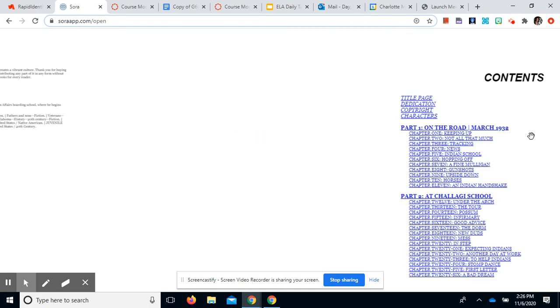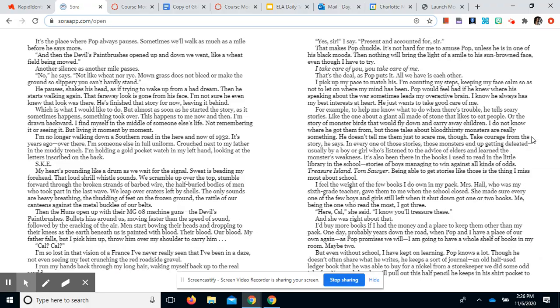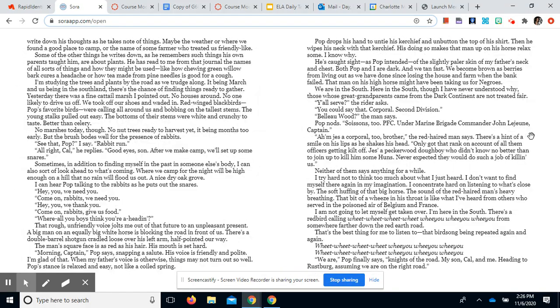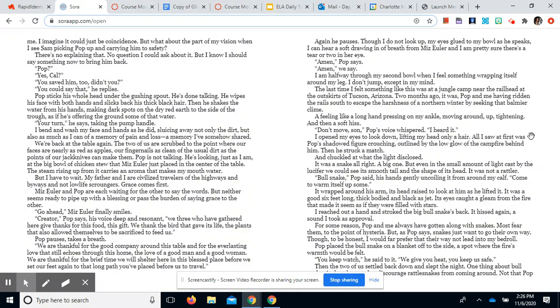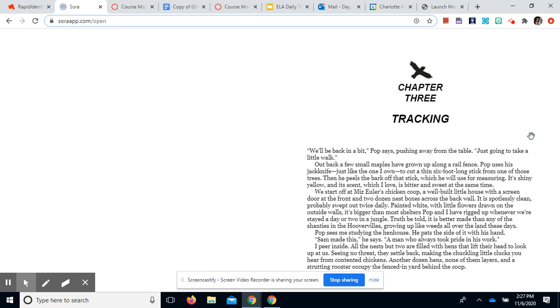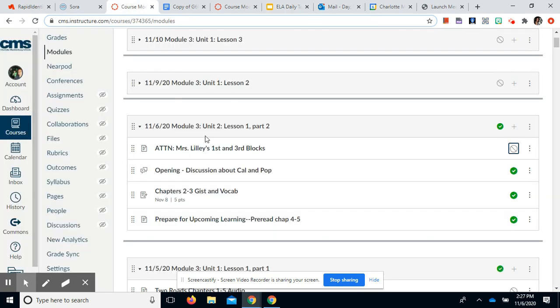We were able to read through, in most blocks, all of chapter 1 and most of chapter 2. We did not get to chapter 3 in our time of reading aloud, but it is something that you need to do and is required of you to be ready for Monday, because Monday we're moving on to chapters 4 and 5. So your expectation and assignment is to read chapters 1, 2, and 3 of Two Roads, and then you are doing gist and vocab assignments on chapters 1, 2, and 3.